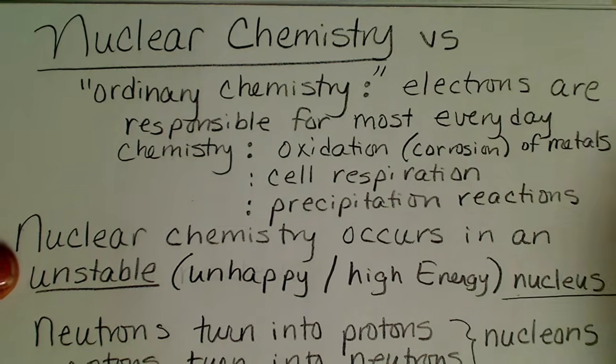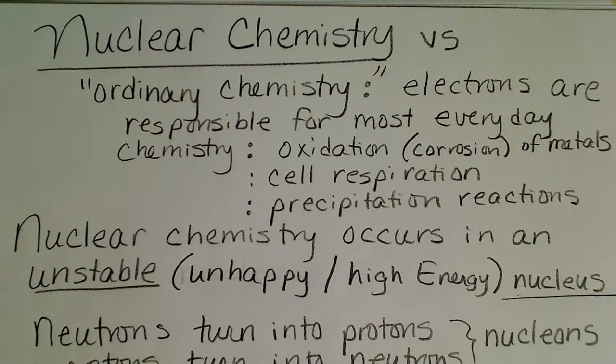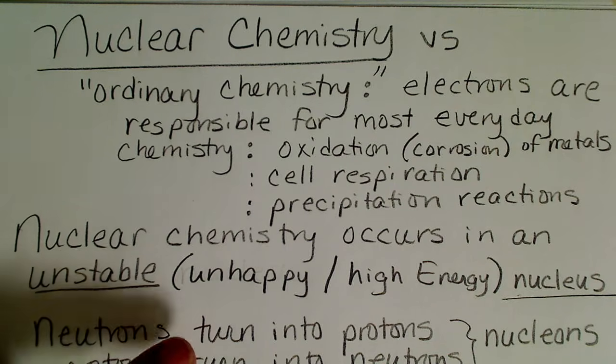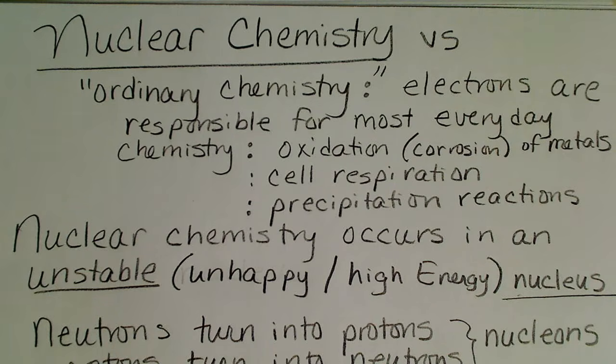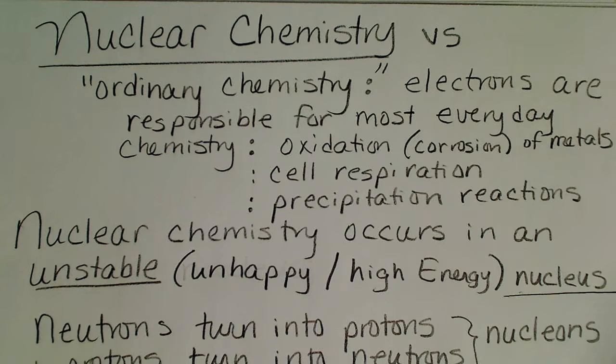So a nuclear reaction would occur inside of a nucleus that was unstable, or we might say it had high energy. And high energy, remember, means the species is unhappy or unstable. And we'll look later on at what the criteria is for a nucleus having higher energy.